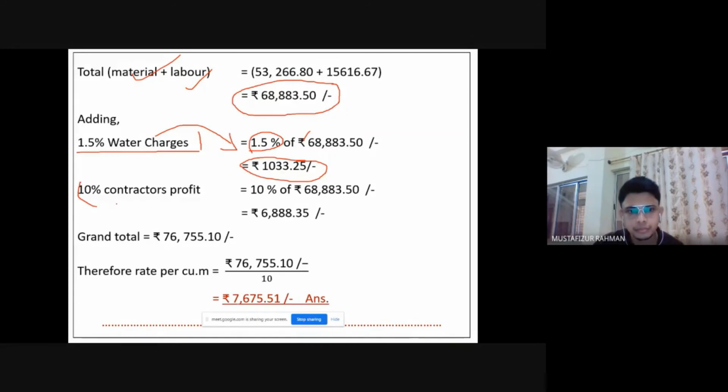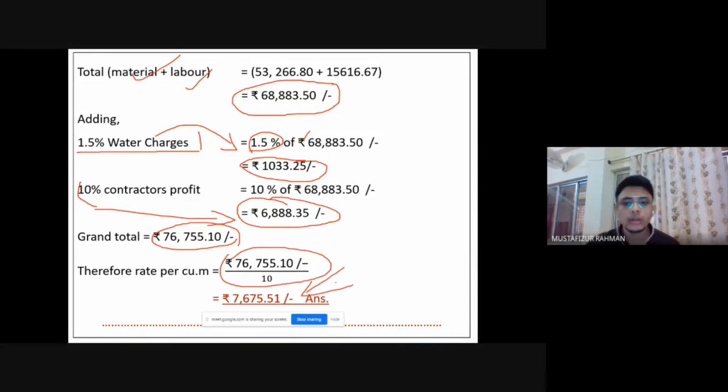So this much is the profit to the contractor, and finally this is the value, because we did our calculation for 10 cubic meters of work. Therefore we are dividing by 10 and finally getting the value for 1 cubic meter. Okay, so this is the way that we have to do the rate analysis.